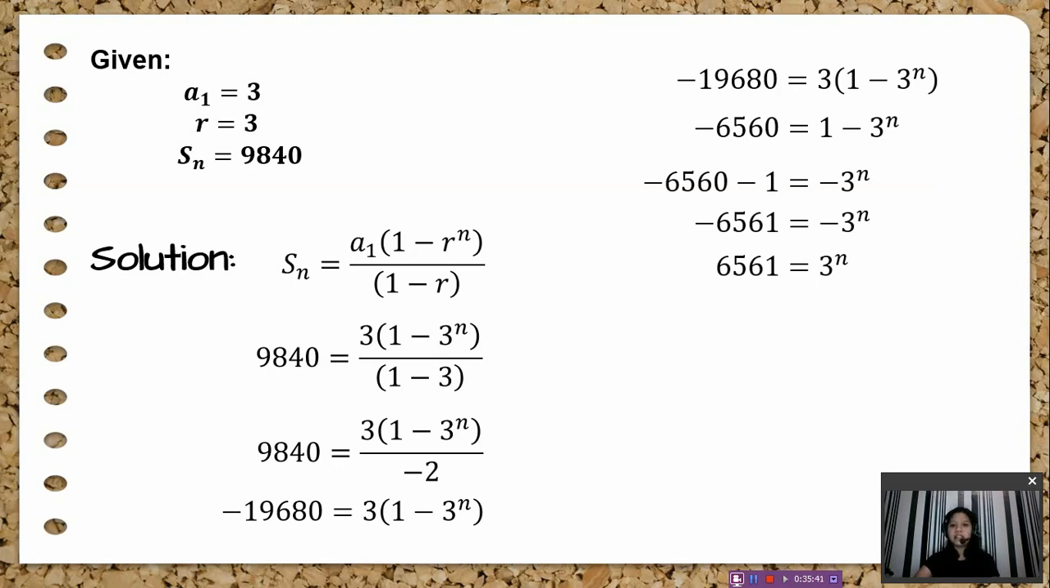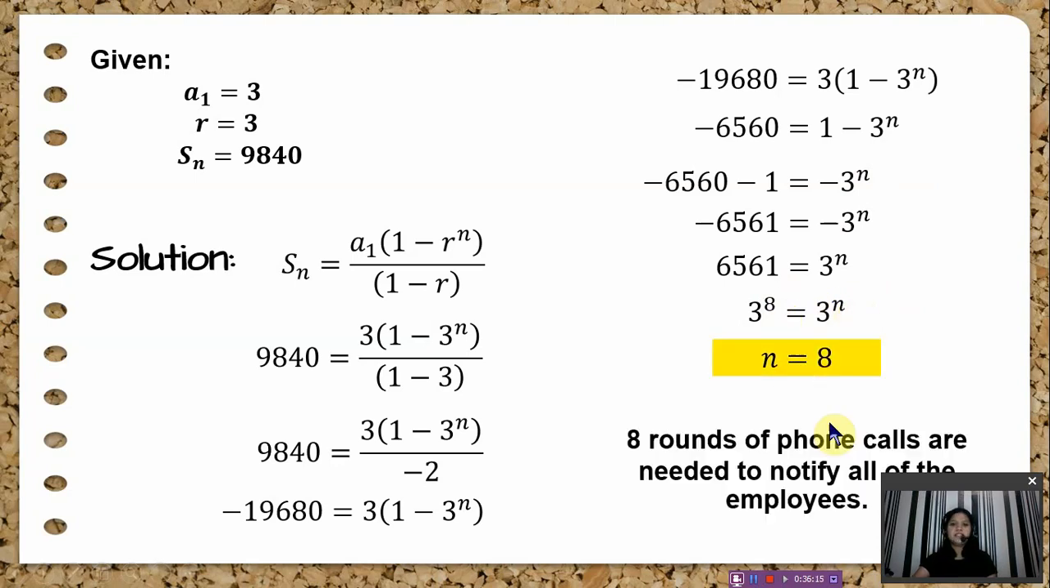Now, we need to find the equivalent value of 6,561 to the base 3. That is the same as 3 raised to 8. So, 3 raised to 8 is equal to 3 raised to N. Let's just equate the exponents. Our N is 8. Therefore, 8 rounds of phone calls are needed to notify all of the employees. Did you get it right?